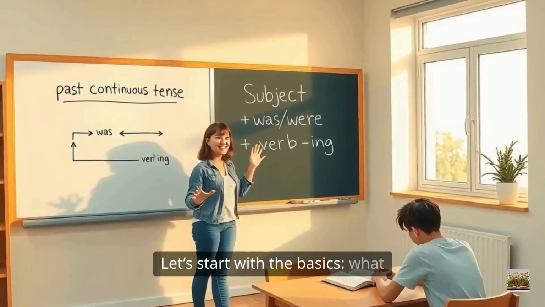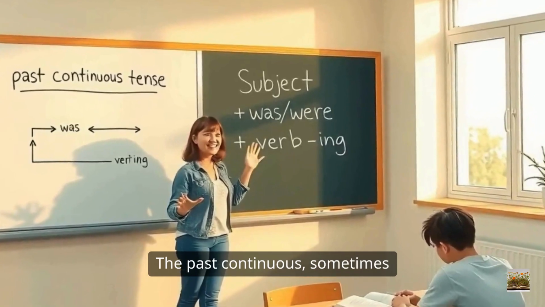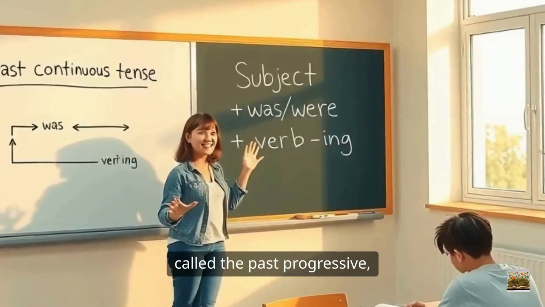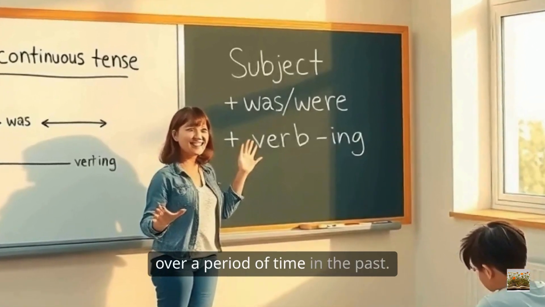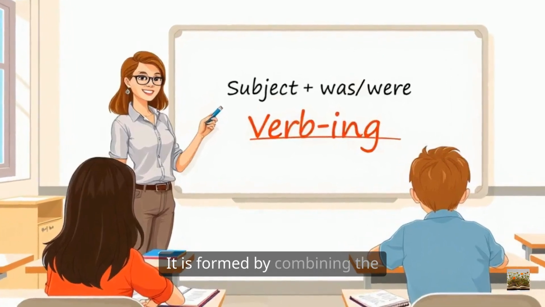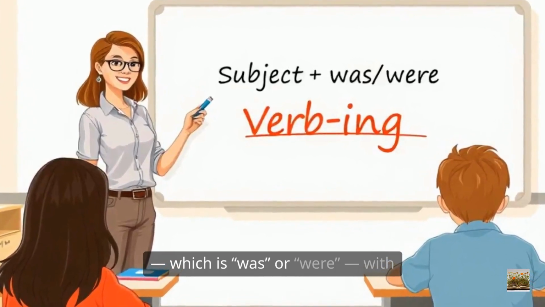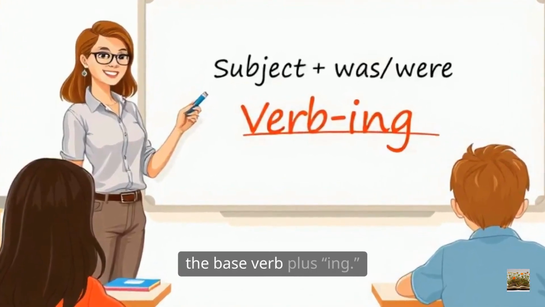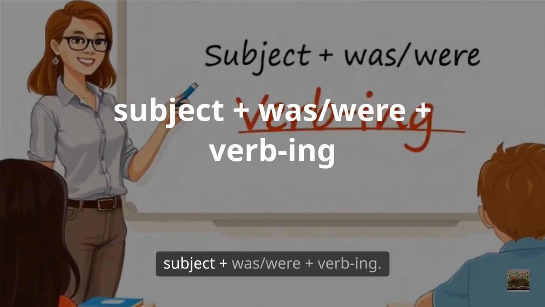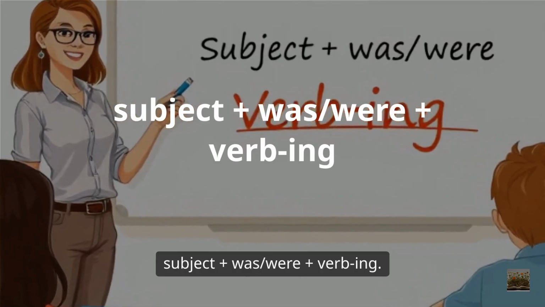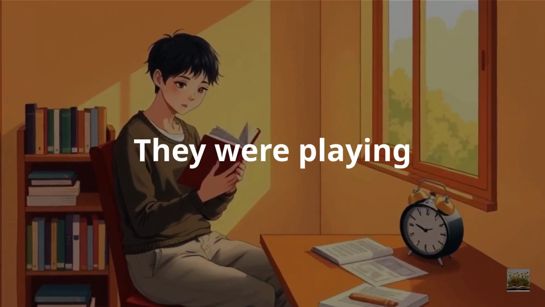Let's start with the basics. What is the past continuous tense? The past continuous, sometimes called the past progressive, is used to indicate that a certain action was happening over a period of time in the past. It is formed by combining the past tense of the verb to be, which is was or were, with the base verb plus ing. The formula looks like this: subject plus was/were plus verb-ing. For example, I was reading or they were playing.